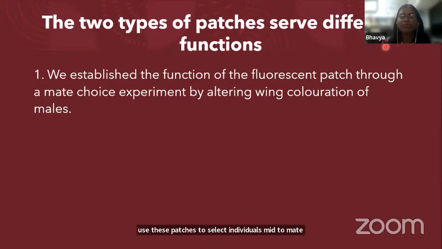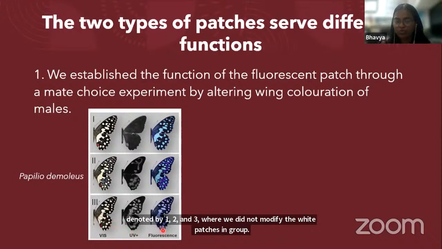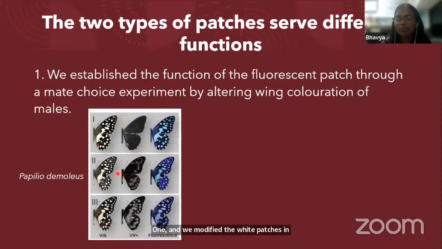We carried out a mate choice experiment where we had butterflies flying around in a cage, and we recorded how many matings each individual received. We did this for one species of butterfly, Papilio, the common lime butterfly, again very common in Bangalore. To give you an idea of how this experiment worked, we had males and we split them into 3 different groups, denoted by 1, 2, and 3, where we did not modify the white patches in group 1, and we modified the white patches in group 3. Group 2 was an intermediate group where we modified the black patches just to act as a control.